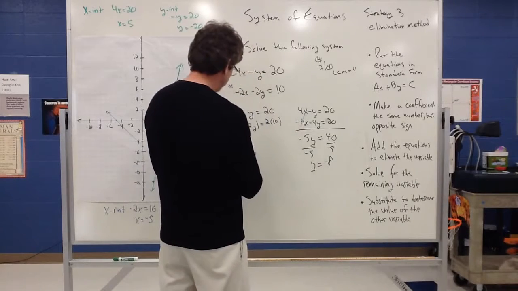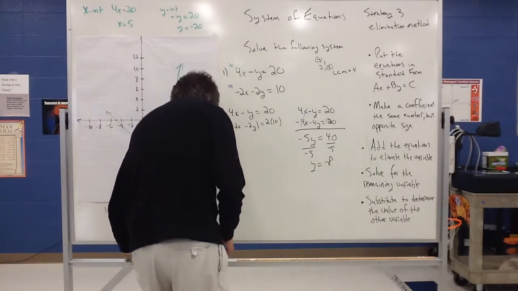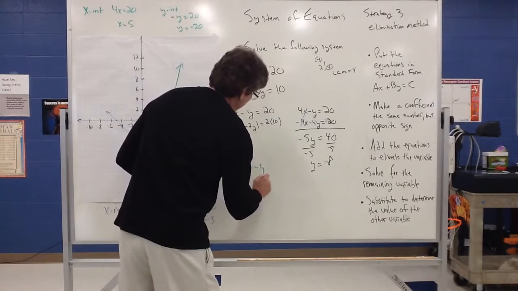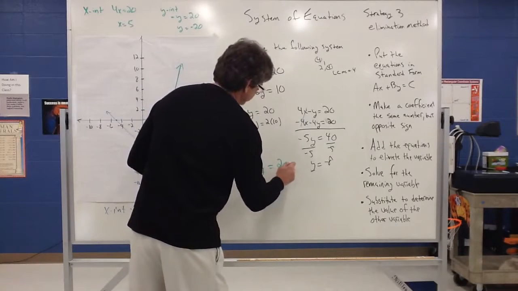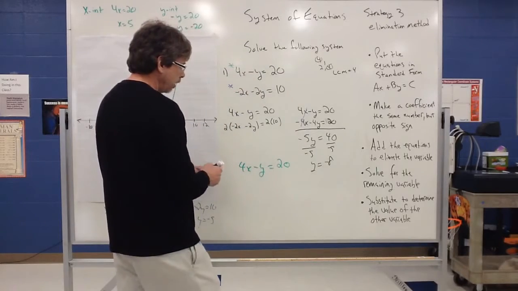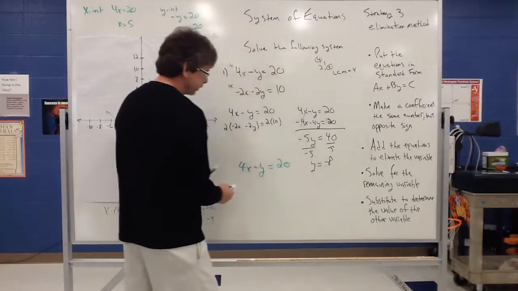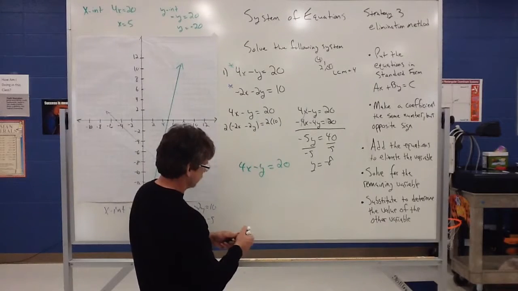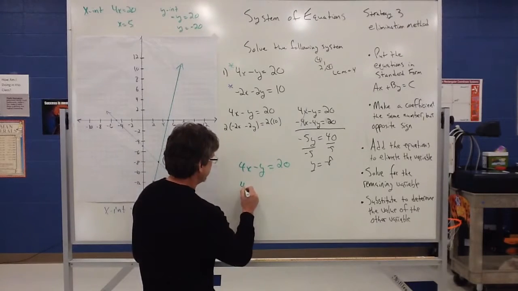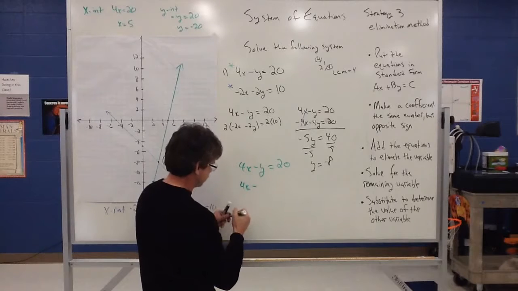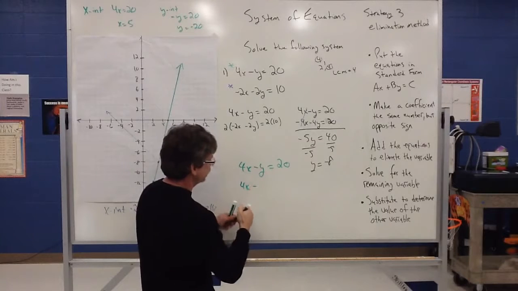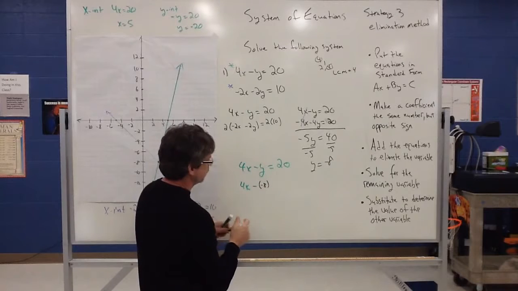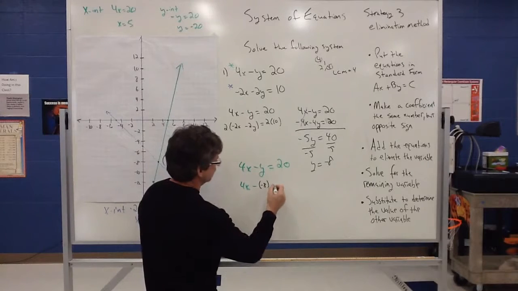I'm going to use this 4x minus y is equal to 20. But notice how y is equal to negative 8, I'm going to replace this y with the negative 8. So what I have then is 4x minus, and I'm going to change that y to negative 8, and then you have equal to 20.